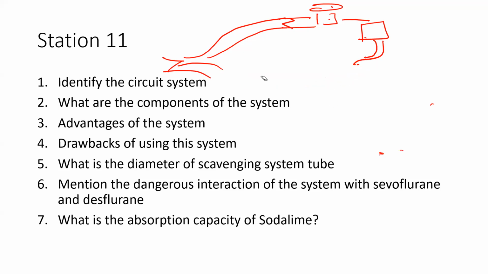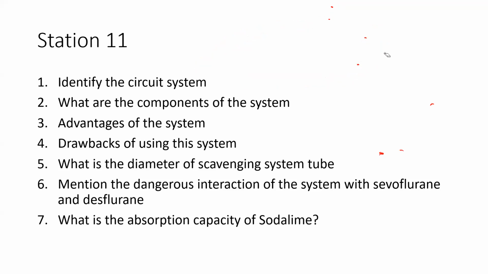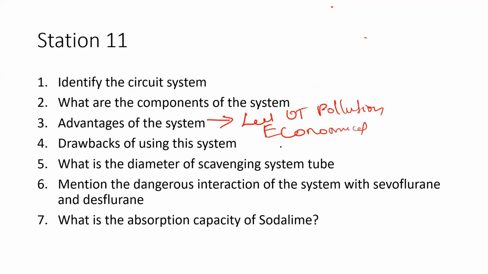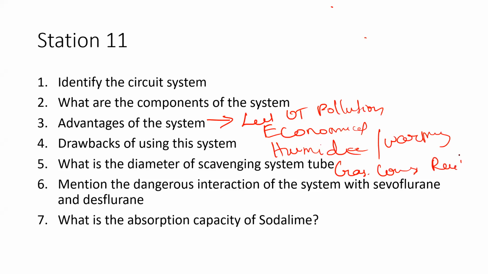What are the advantages of using the circle system over the Mapleson circuit? Yes, sir. The chances of OT pollution are less. Okay, less OT pollution. Good. Economical, humidification is there. Humidification and warming, very good. It can humidify the gas and it can warm the gas. Rebreathing is possible, so there is gas conservation with CO2 absorption. You can reutilize the gas.